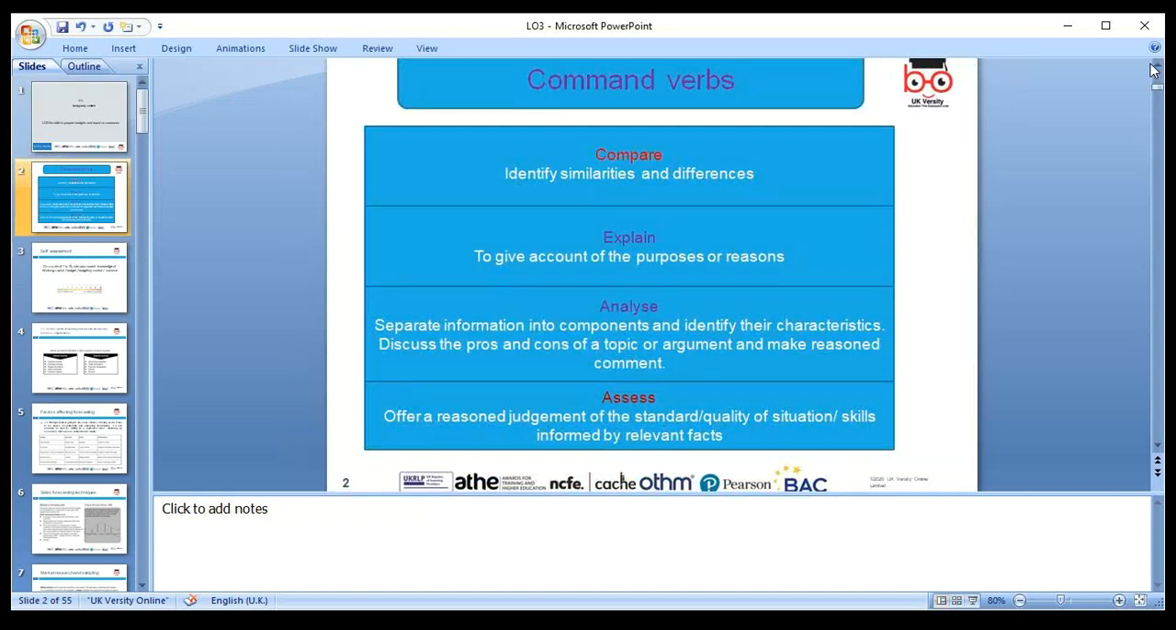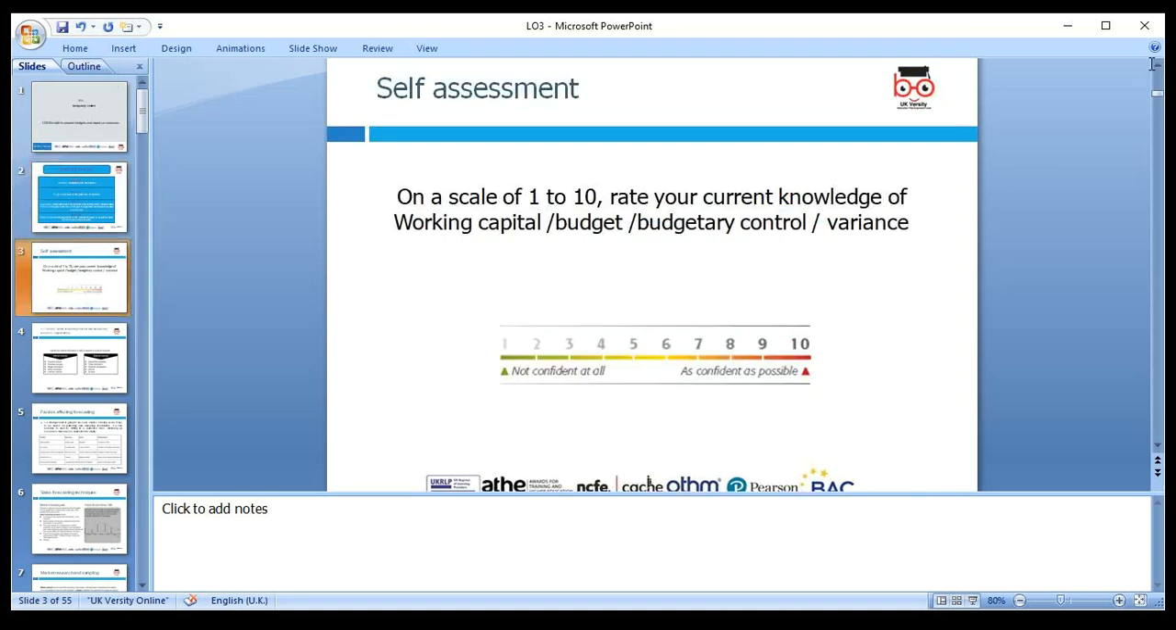Okay, so today's lesson will go through LO3. In today's lesson the command verbs are: compare, identify similarities and differences; explain, give the account and the purpose; analyze, separate information into components; and assess. So these are the key command verbs.